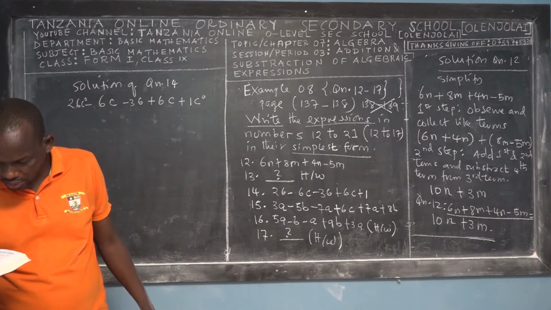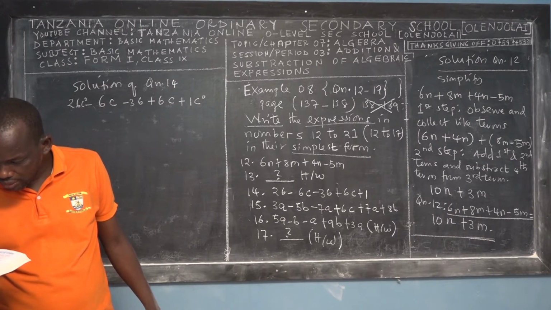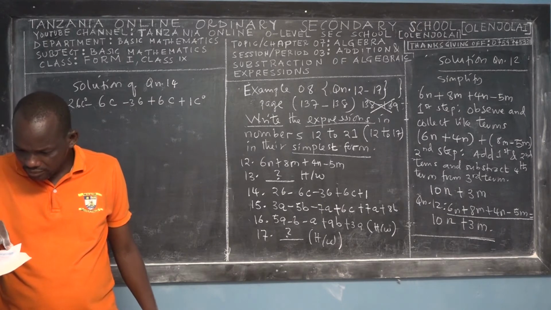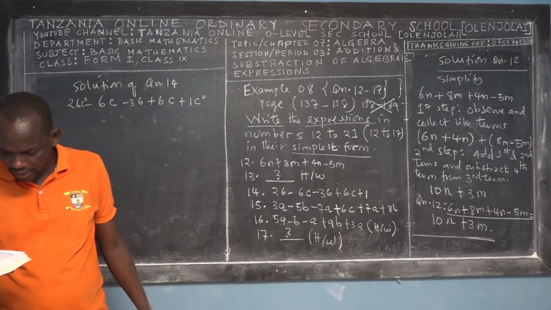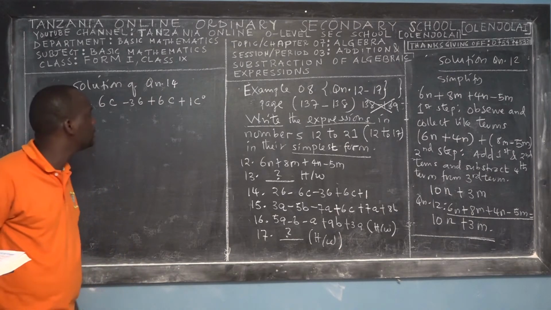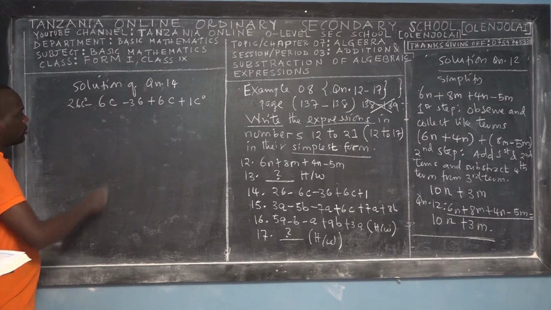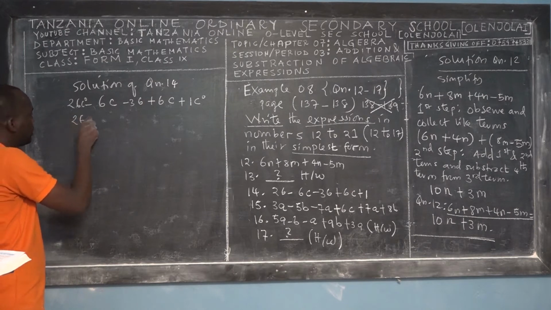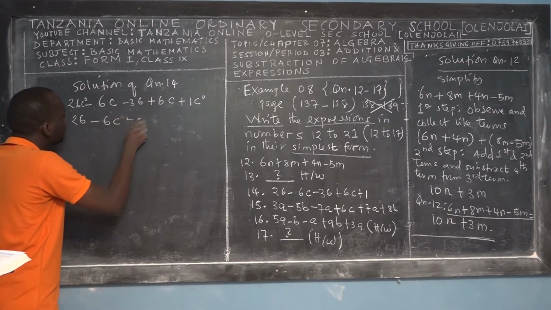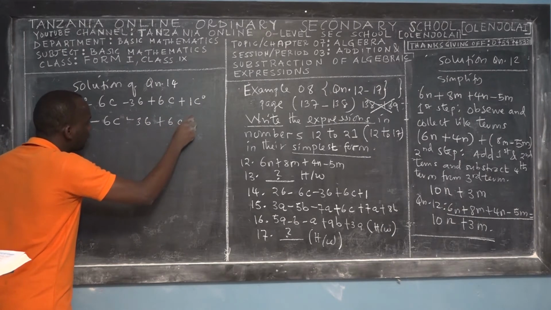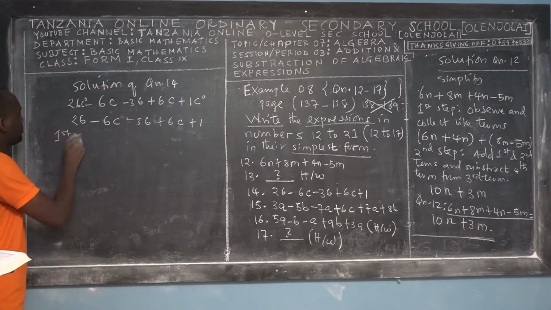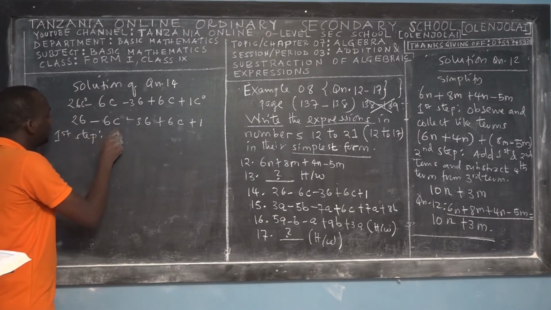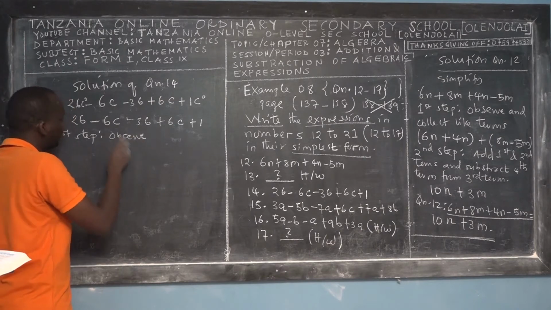Let me check if there is any mistake. Yes, 26 minus 6c plus minus 36 plus 6c plus 1. Well, to avoid confusion, we say that this is 26c⁰ minus 6c minus 36c⁰ plus 6c, but in your mind, you have to know that this is c power 0. So the first step, this is for you to remember what you have been doing.